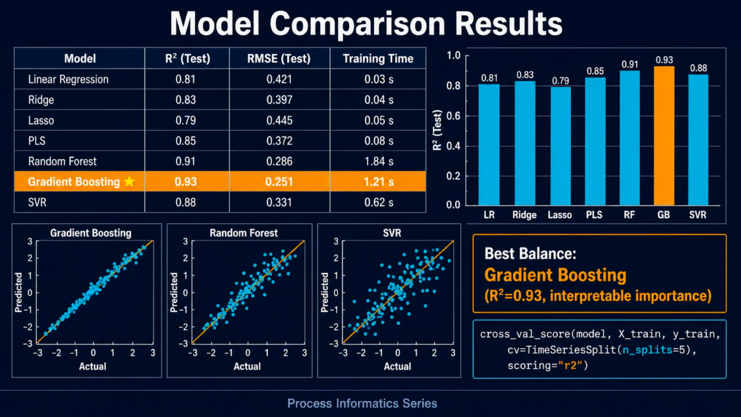We evaluate 7 algorithms spanning simple to complex. Linear regression provides the baseline. Ridge and lasso add regularization. PLS extracts latent variables. On the nonlinear side, random forest captures complex interactions. Gradient boosting iteratively corrects errors. Support vector regression handles nonlinear patterns. Each model is evaluated using time series split cross-validation. Gradient boosting achieves the best performance with R-squared of 0.93.